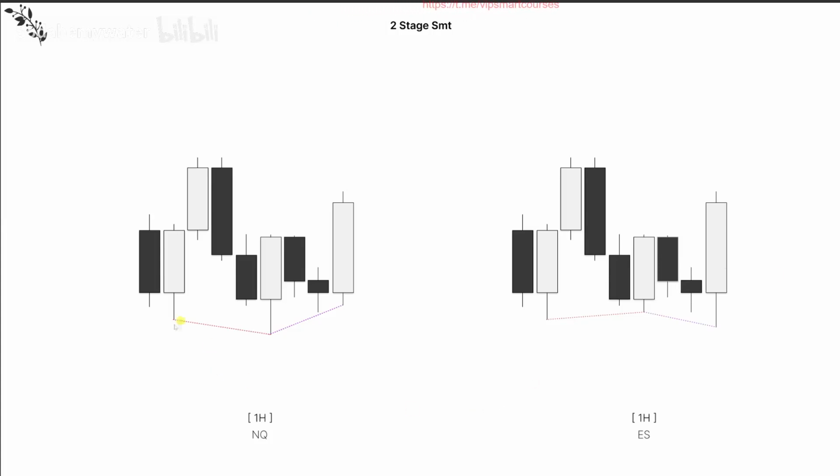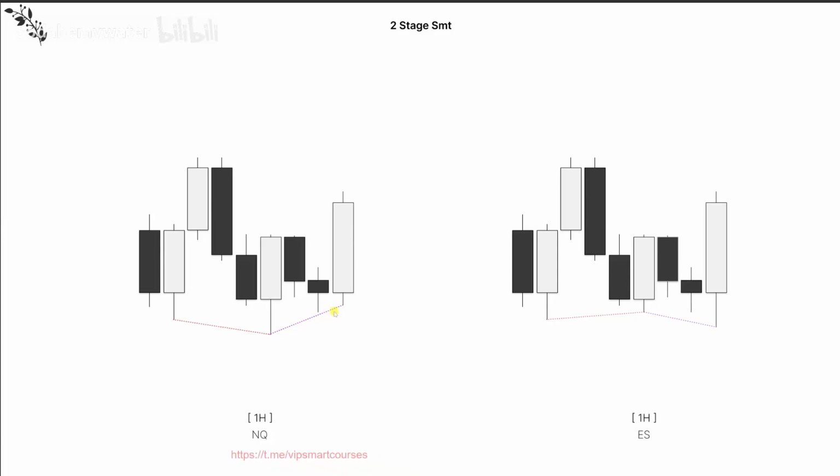So here on the hourly chart, we have NQ and ES. As you see, NQ takes this relevant low, right? And ES does not. So this is our first stage of SMT. See, price fails to reverse from here and forms another relevant swing right here. ES actually comes and manipulates this relevant swing while NQ does not. So here is our two-stage SMT.